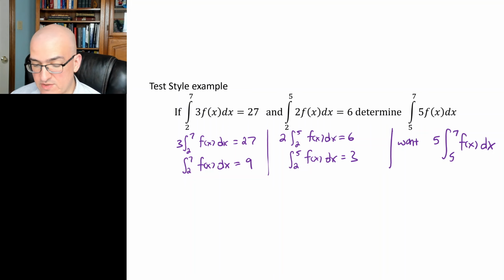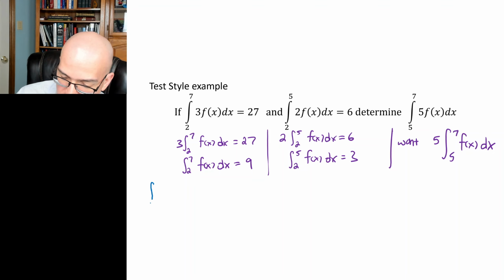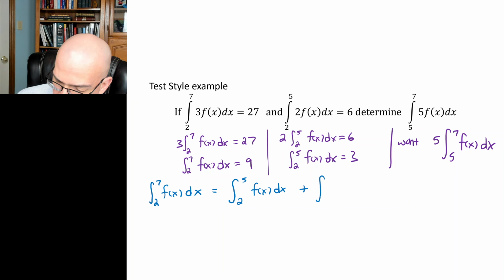Now I look at the biggest range. I have a 2 to 7, a 2 to 5, and a 5 to 7. So my largest range is 2 to 7. I'm going to express the other ones in terms of that. My integral from 2 to 7 of f of x dx can be written as the integral from 2 to 5 of f of x dx plus the integral from 5 to 7 of f of x dx.